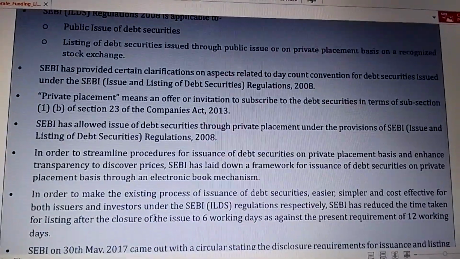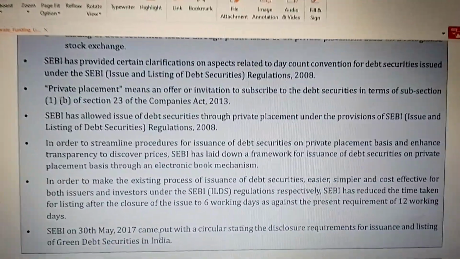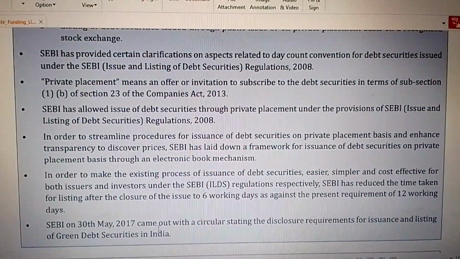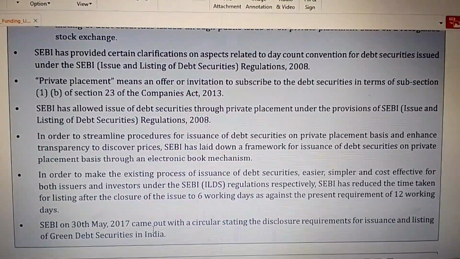SEBI has provided certain clarification on aspects relating to the day count convention for debt securities issued under the SEBI Issue and Listing of Debt Securities Regulations 2008. Private placement means an offer or invitation to subscribe to the debt securities in terms of Section 42 of the Companies Act.